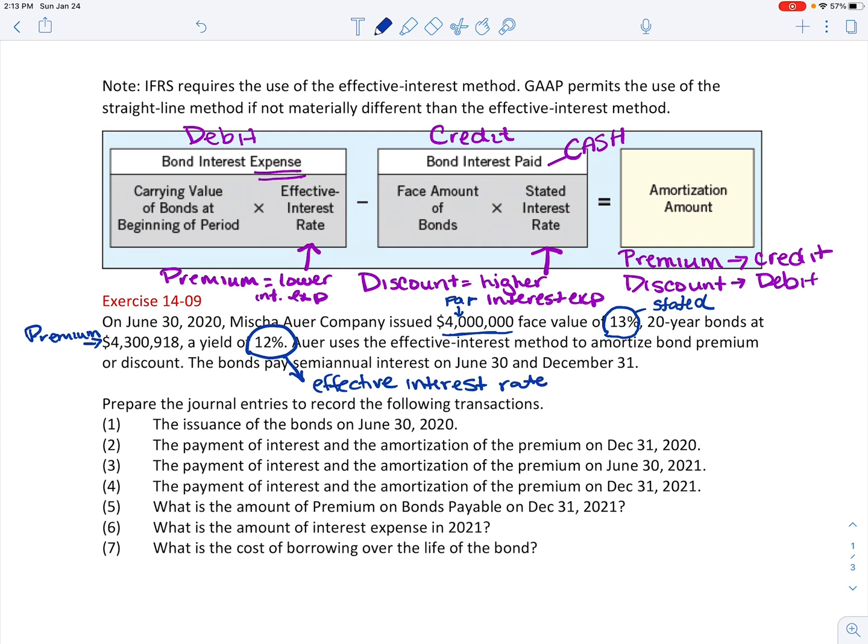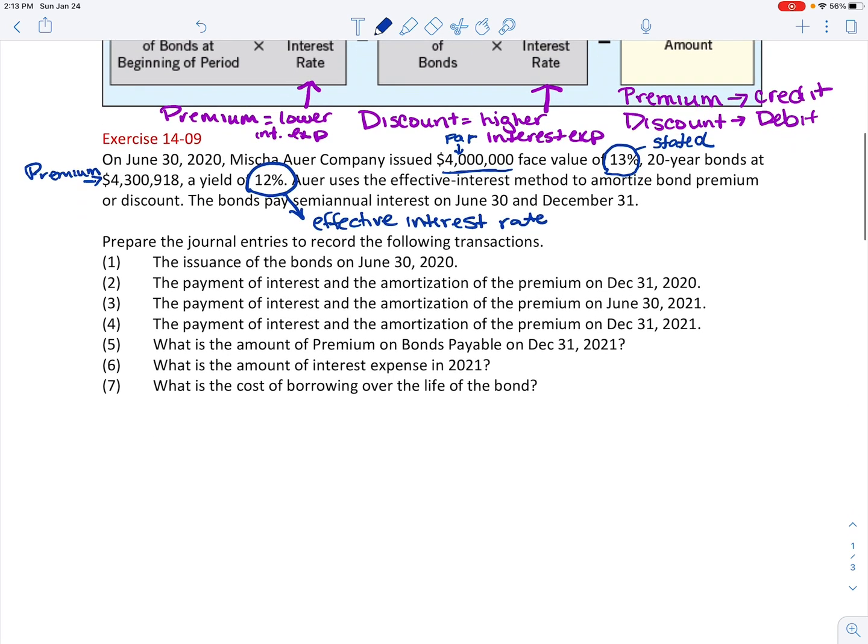So let's go ahead, go through all of these journal entries one by one and kind of show you how to calculate these interest rates, how to calculate the premium and the amortization, everything that has to do with a bond. So first one, the issuance. The issuance is just simply recording the cash amount you got for the bond, your cash proceeds, as well as the bond payable.